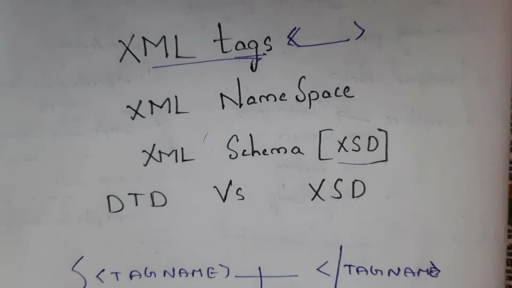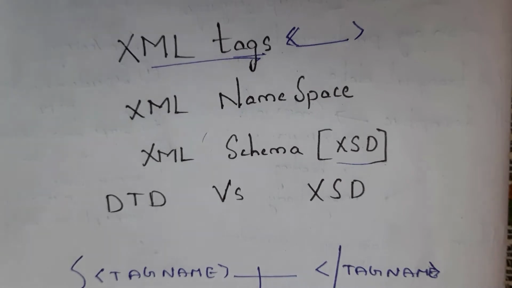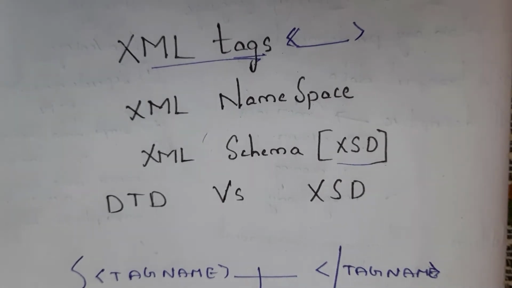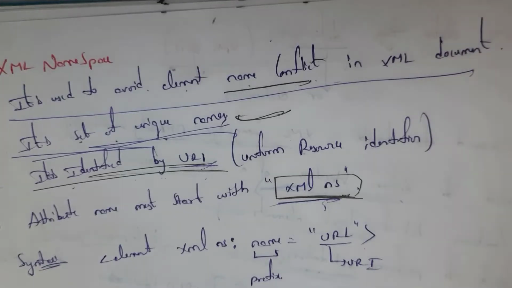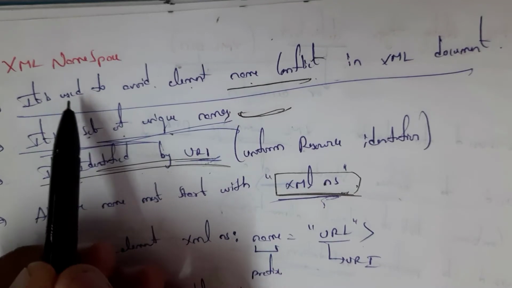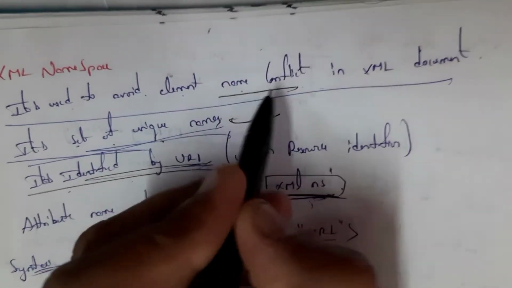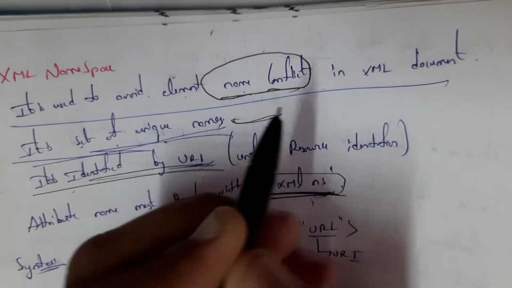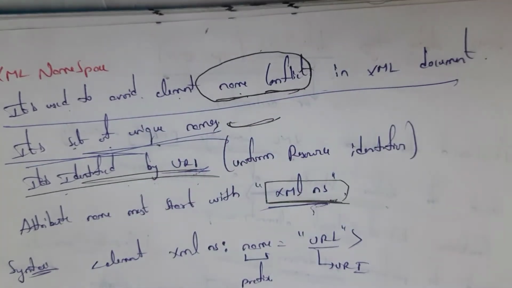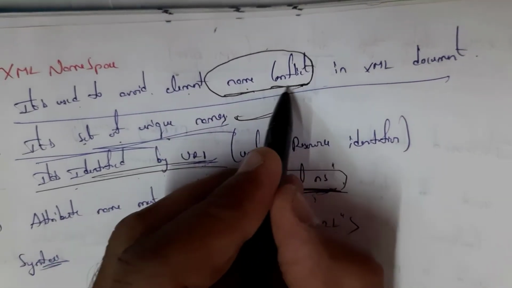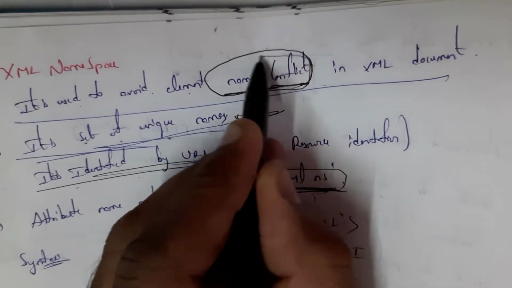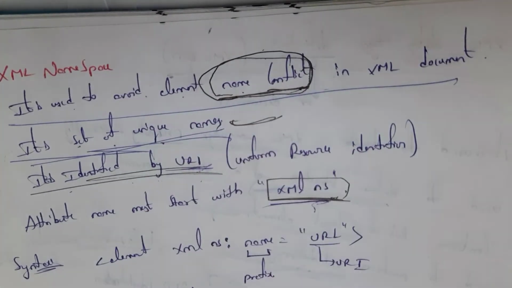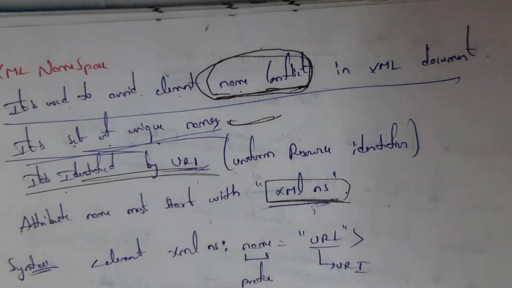The next topic is XML namespace. This XML namespace is used to avoid element name conflict in an XML document. What is the meaning of name conflict? I will give one example so you can understand what name conflict means.